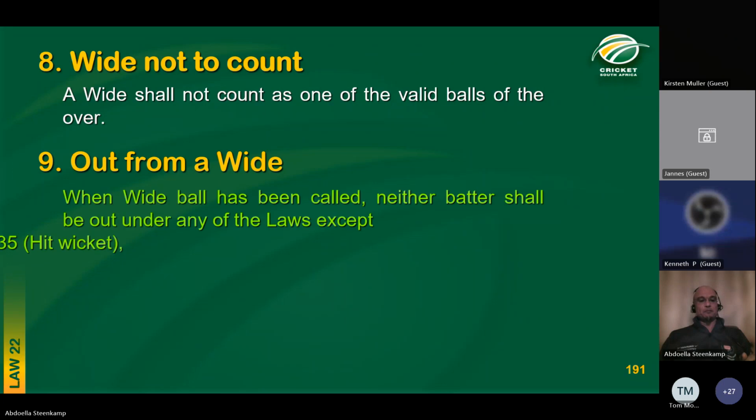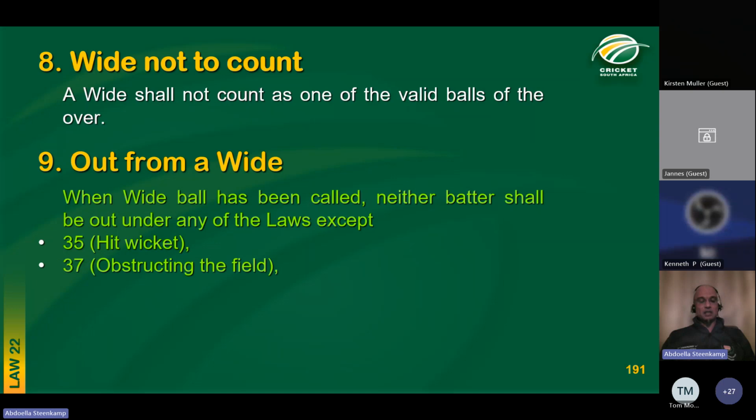Firstly, hit wicket. Secondly, obstructing the field, run out, or stumped. Again, highlighted in green, so there is a question in the exam on how you can be dismissed off a wide. Four ways: hit wicket, obstructing the field, run out, or stumped.